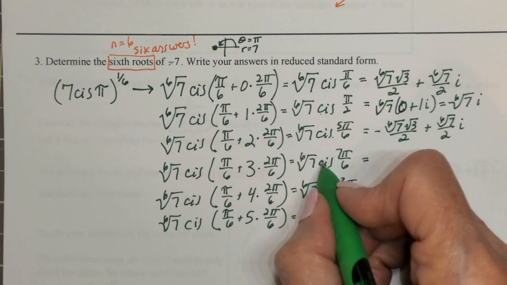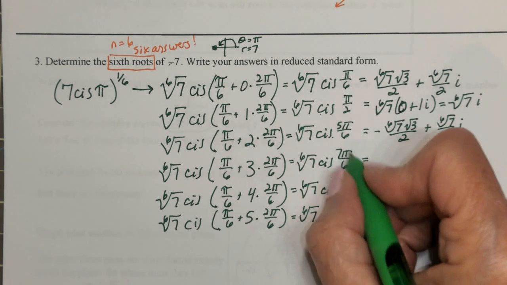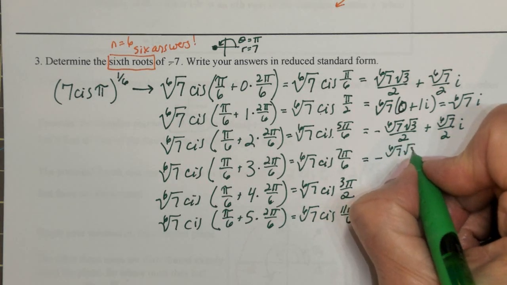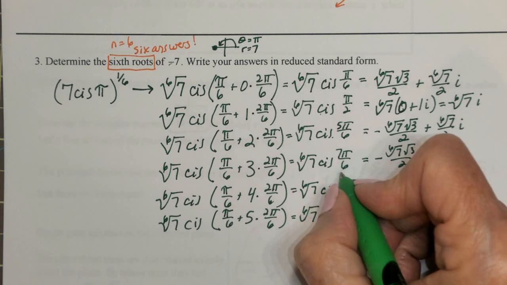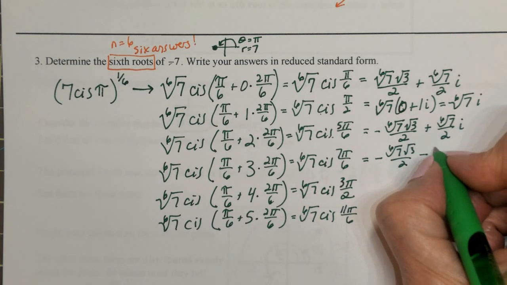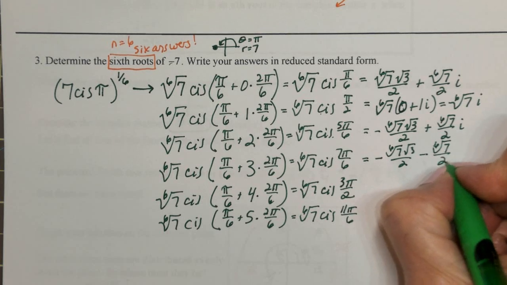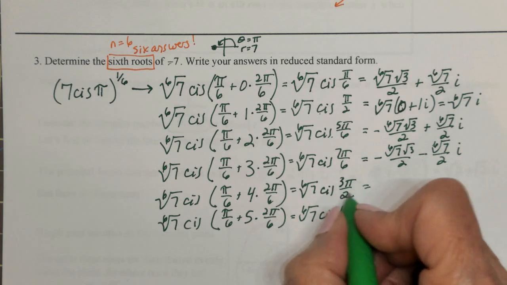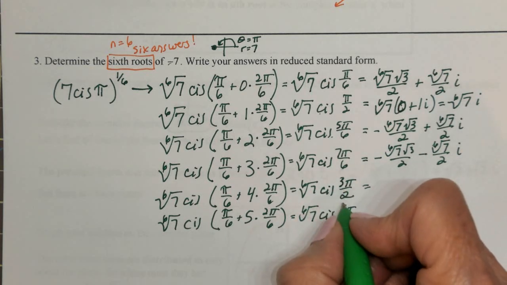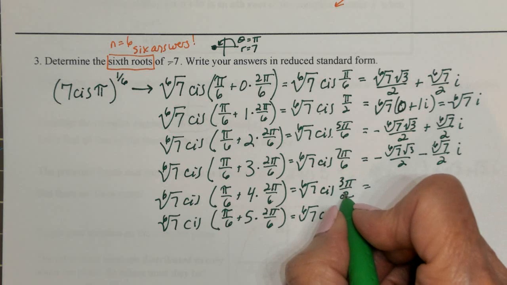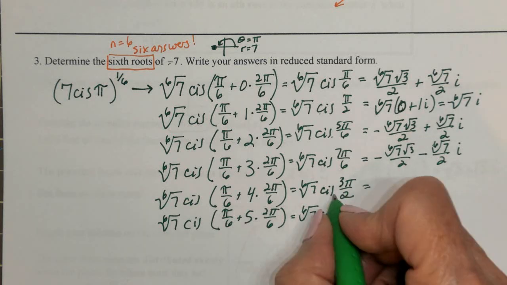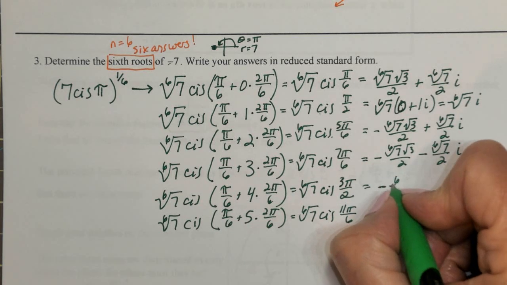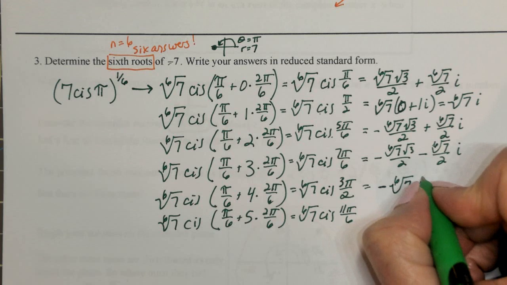All right. For this one, cosine of 7 pi over 6 is a negative square root of 3 over 2. Sine of 7 pi over 6 is also a negative 1/2, times i. Now 3 pi over 2. Cosine of any odd multiple of pi over 2 is 0. So that's going to be a 0, plus sine of 3 pi over 2, which is negative 1. So this is going to give us a negative 6th root of 7 i.